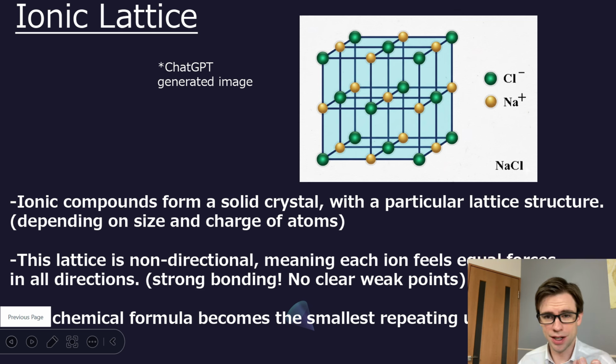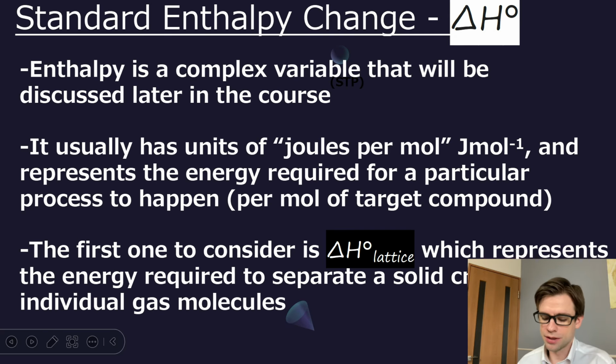Once it's free like that, it's a gas. It's not in the liquid or solid phase, but it's still an ion. It's still the chloride ion Cl-. So that's what we're trying to measure with the lattice enthalpy. We want to just separate the ions from the ionic solid crystal structure.